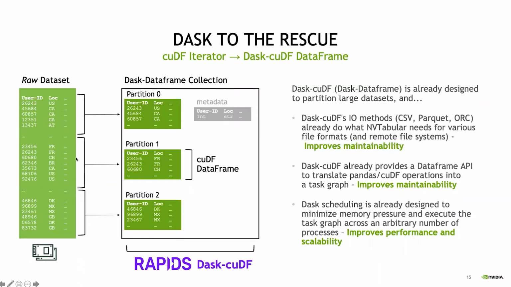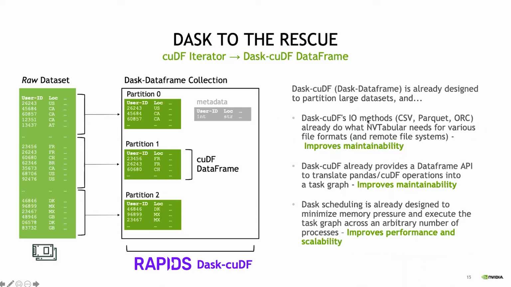So if you have a large raw data set that's larger than memory, you could use something like read Parquet or read CSV in Dask-cuDF. This would be the same as using the equivalent call in Dask-Dataframe. It would automatically partition your data for you, and then you could use a familiar API that looks just like cuDF's API or just like the Pandas API, which are the same. And so this improves maintainability.